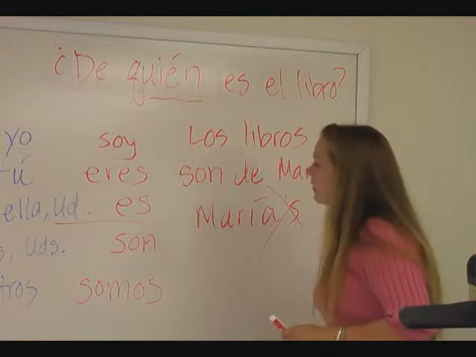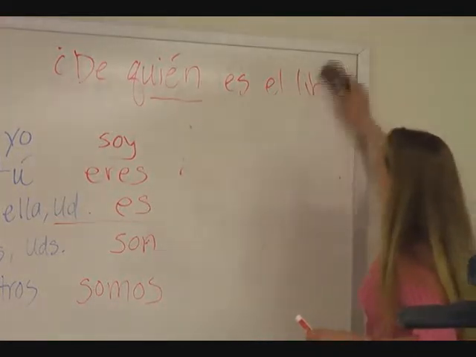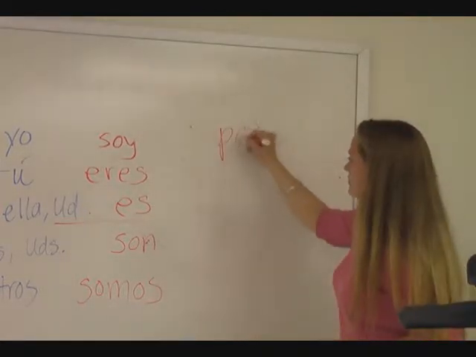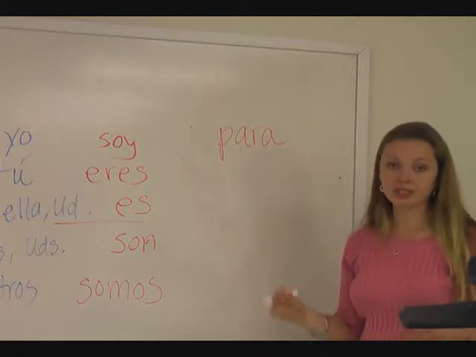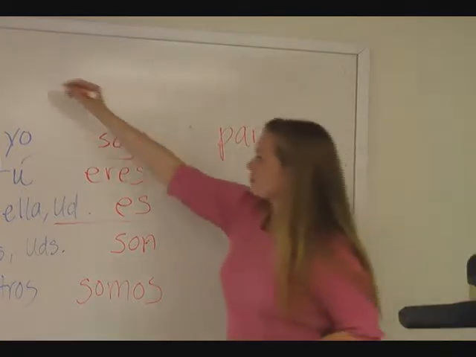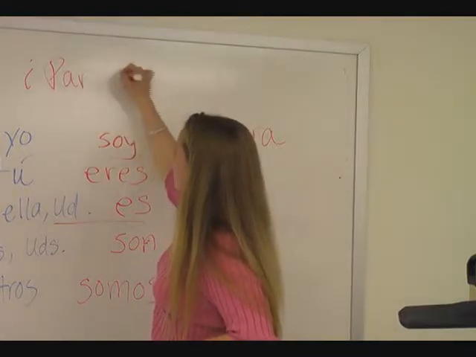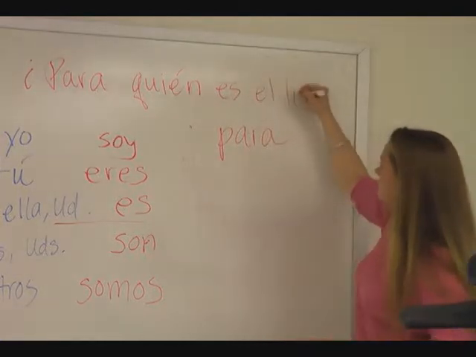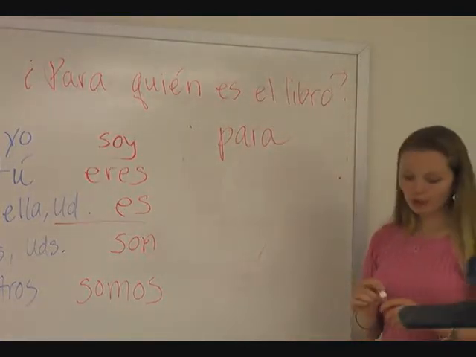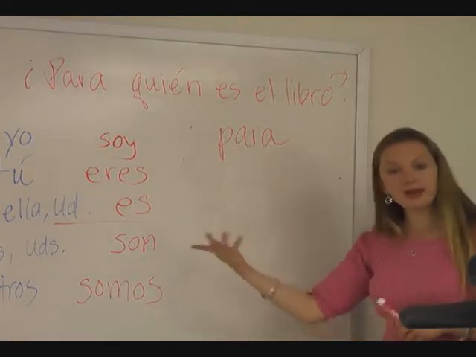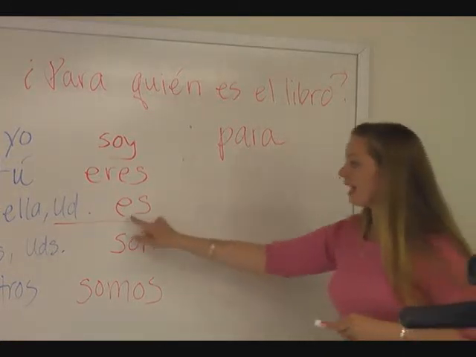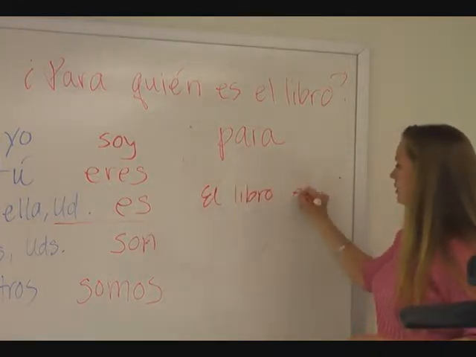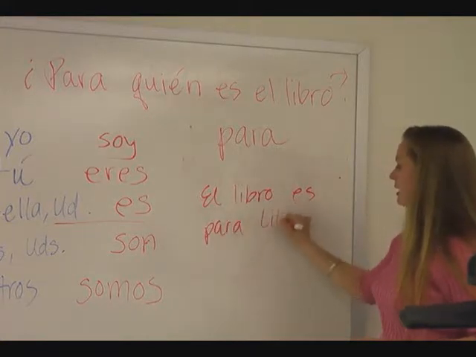Lastly, we use another preposition and a form of ser to discuss destination. Para is the preposition. For or destined for. Who's the book for? ¿Para quién es el libro? El libro es para Lilia.